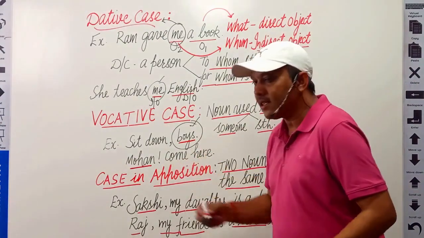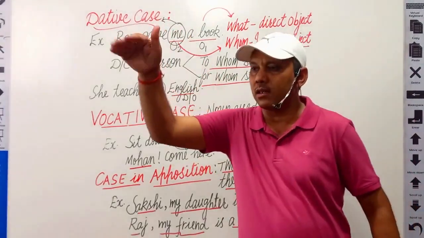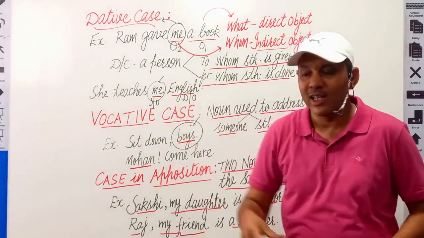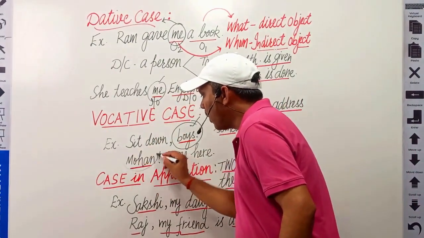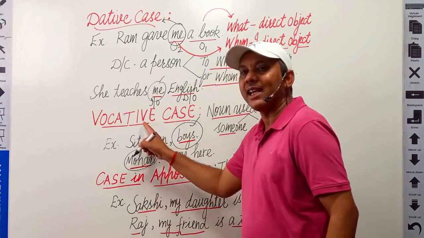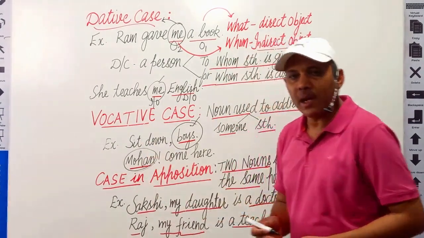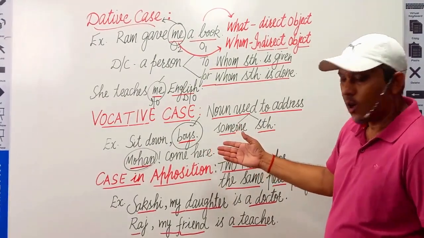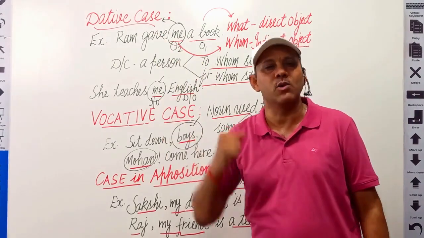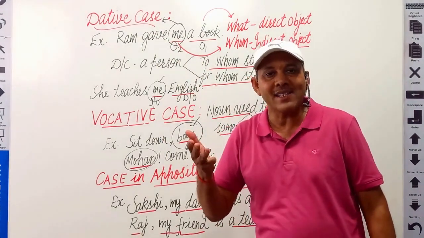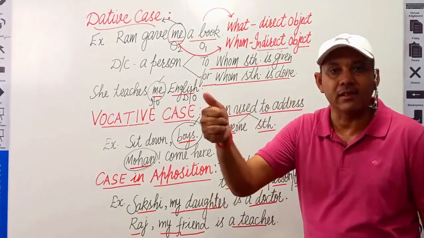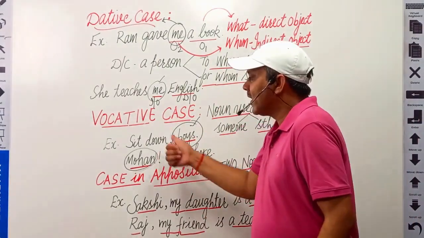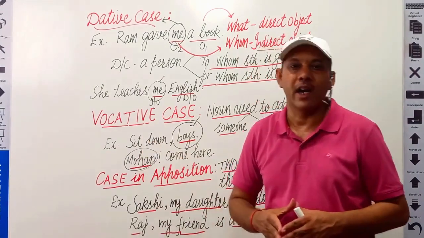The next example is, Mohan, come here. Whom am I addressing? I am addressing Mohan. So, in this sentence, this Mohan is the vocative case of noun. There may be so many examples. O death, be not proud. Whom am I addressing? I am addressing death. So in that case, the abstract noun death is a vocative case of noun.